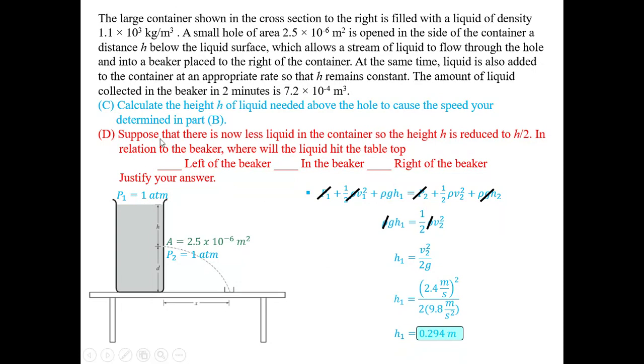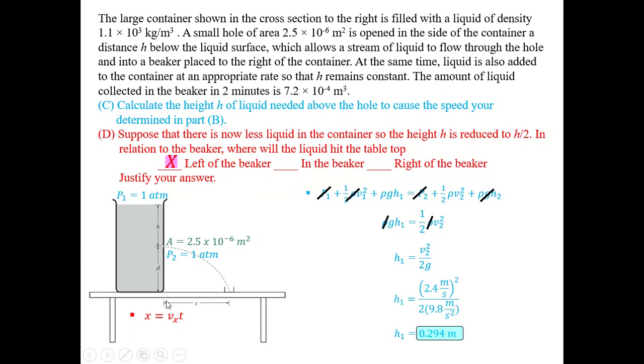Now part D says, suppose that there's now less liquid in the container, so H is reduced to H2. Now, Bernoulli's function states that the exit speed depends on the height of the water. As the height decreases, the water will eventually shoot out slower because, watch where I'm circling, V depends on H. If H goes down, V also has to go down. So I'm just going to go ahead and say that it's going to move to the left of this beaker because if it shoots out slower, it doesn't cover as much horizontal distance. So here's the proof for it. How do I know that it moves to the left?